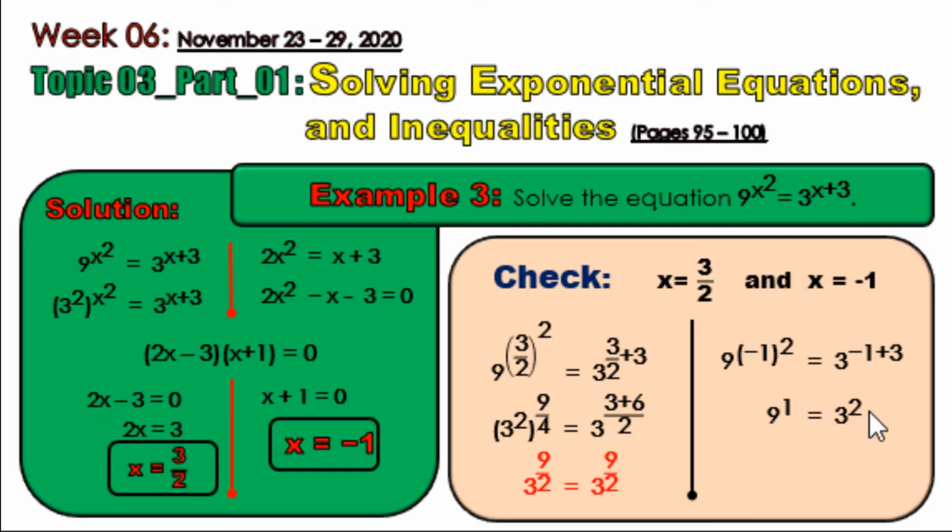-1 plus 3 is 2. So we have 9 raised to 1 is equal to 3 squared, and then 3 squared is equal to 9. 9 raised to 1 is 9. So we have 9 is equal to 9, and therefore another value of x is -1. Okay, so we have two values of x, 3/2 and -1.